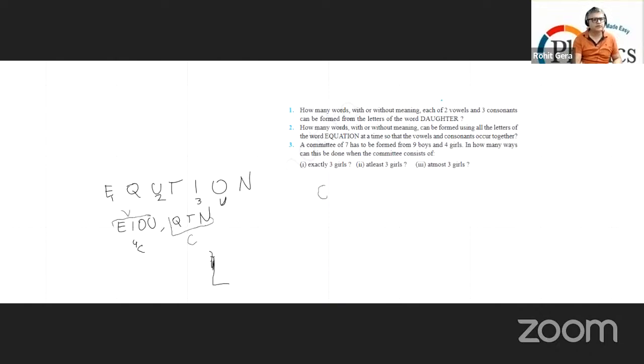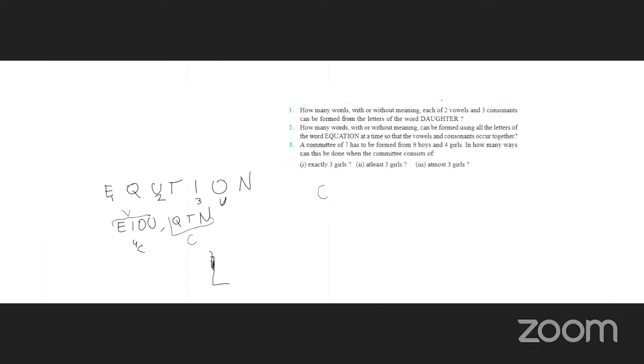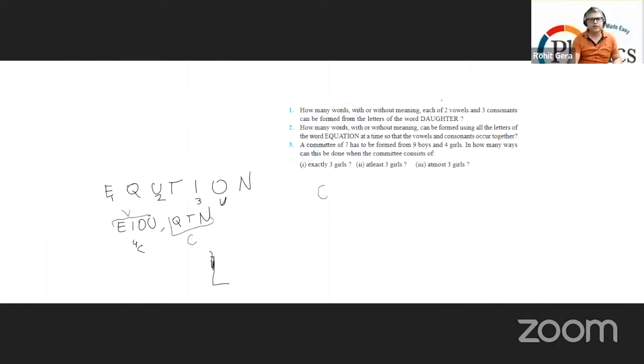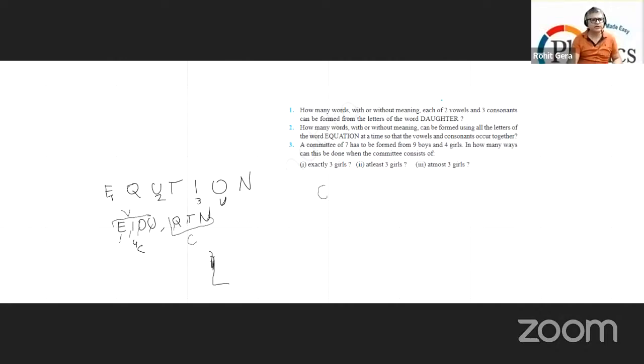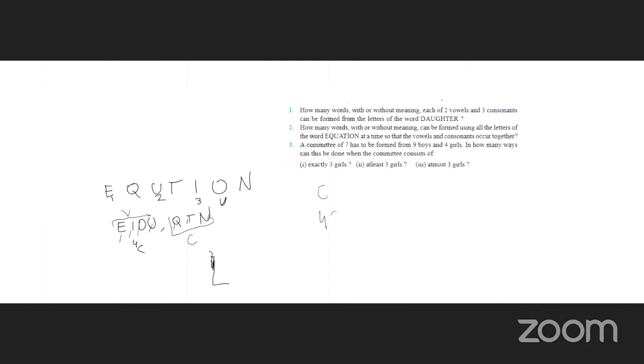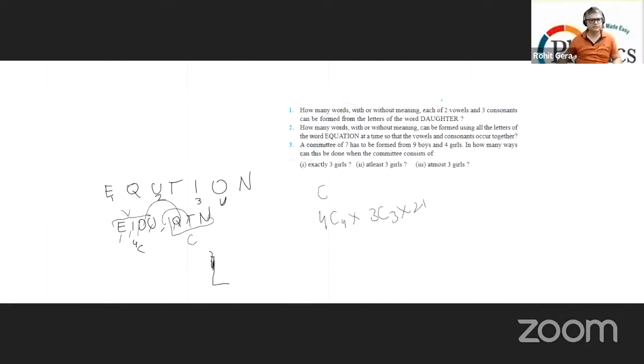With the can be found using all the letters. So you have to create 1, 2, 3, 4, 5, 6, 7, right? So that the vowels and consonants. So you're saying you will create 4C4 into 3C3 into 2 factorial. Yes, this is what you mean, right?